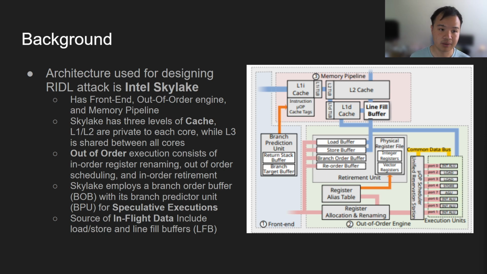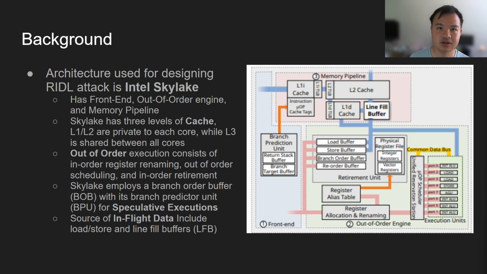Now, the second component is called the out-of-order engine, which consists of register renaming, out-of-order scheduling, and in-order retirement in order to perform instructions out of order. And just as a quick note, Skylake also employs a branch order buffer to further assist its branch prediction unit for speculative execution, and this architecture does it really aggressively.